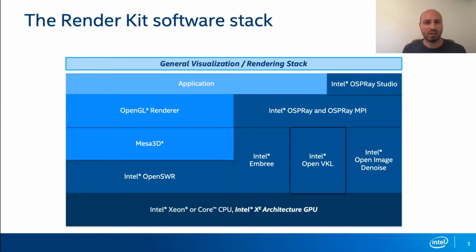The Render Kit software stack looks more or less like this. At the very top of the stack, you'd have an end-user application, for example, ParaView or VisIt, or possibly OSPRay Studio. At the middle level of the stack, you have OSPRay and family products, for example, OSPRay MPI, that expose the interface. And then at the low level of the stack, you'd have the component libraries, for example, Embree, OpenVKL, Open Image Denoise. And at the bottom, you have the hardware, for example, Intel Xeon or Core CPU architectures or the upcoming Intel Xe GPU architectures.